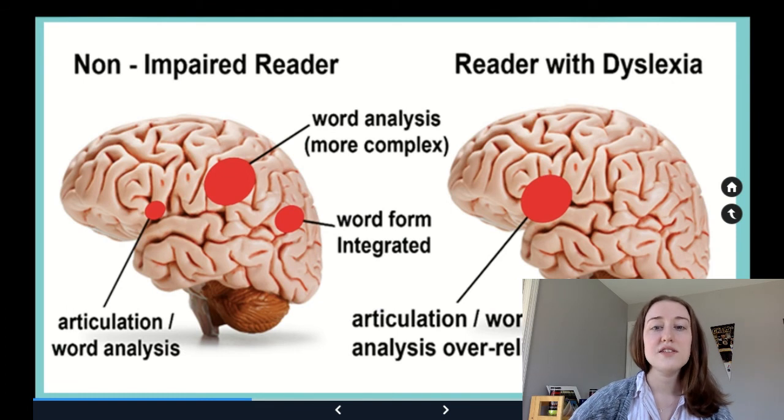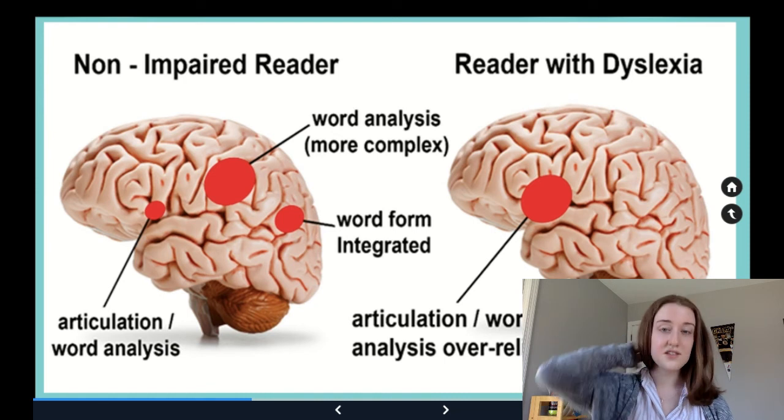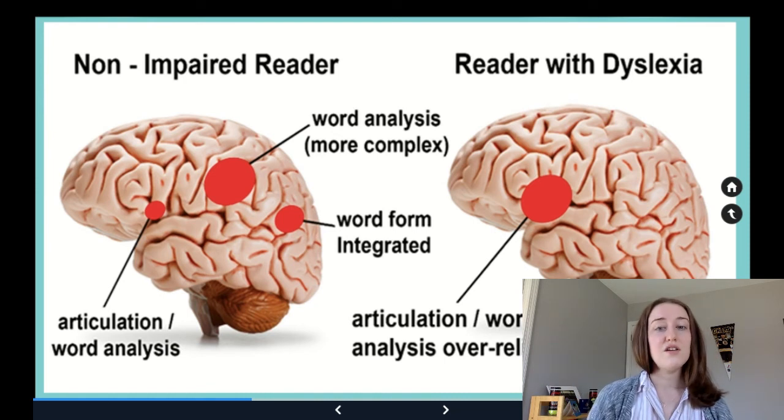So then, as you can see in the reader with dyslexia's brain, there is only one area that's activated, which is Broca's area. That helps with processing articulation and connecting sounds to letters. And as I mentioned in the beginning, connecting sounds to letters is one of the biggest problems we see with people with dyslexia. They have a lot of trouble with what letter means what sound, like which one corresponds to the other.